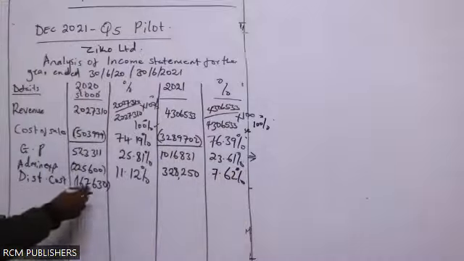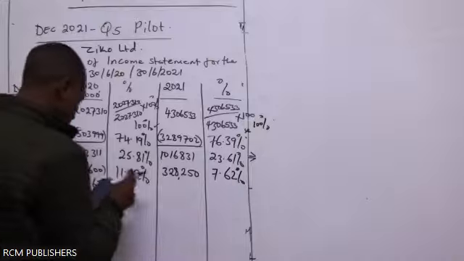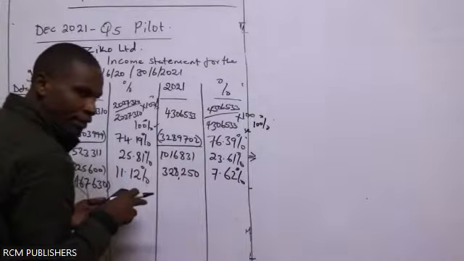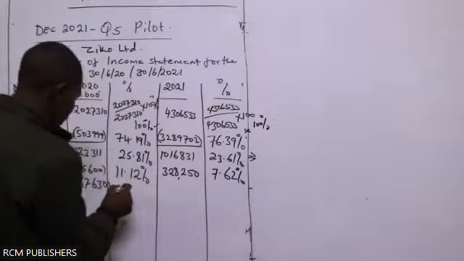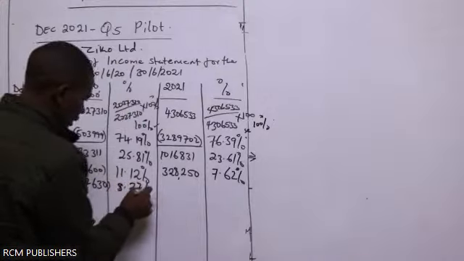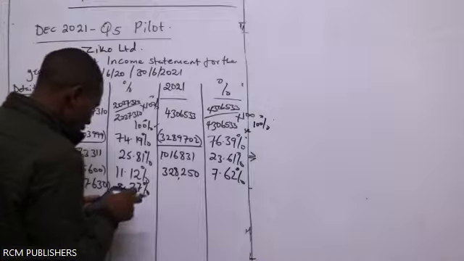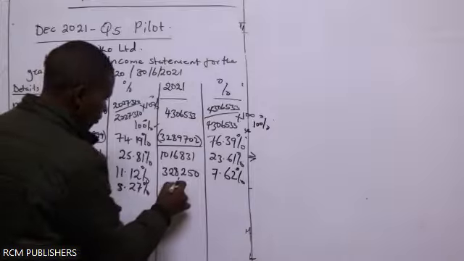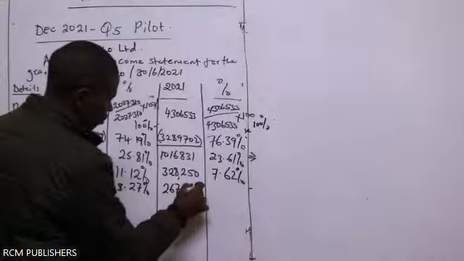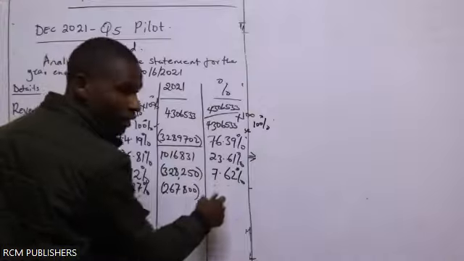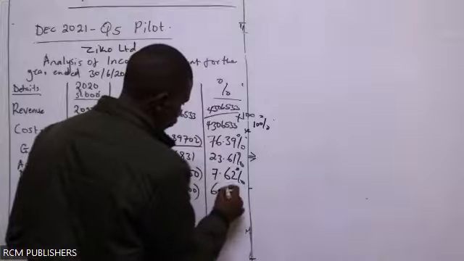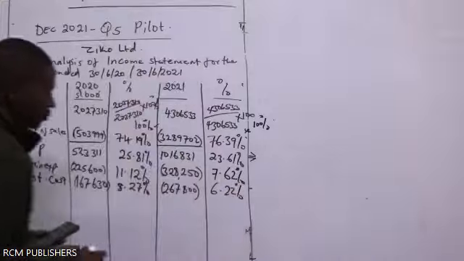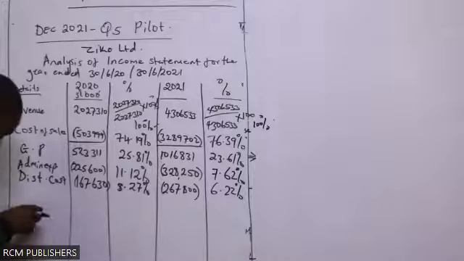We move to this distribution cost. Distribution cost year 2020 ni ngapi? Distribution cost 8.27. I like the speed. Sasa nyinyi mmeanza na speed ya juu vizuri sana. Hii ingine ni 267,800. We said this is a cost, so we can put it that way. 6.22%. Now we can get, I think this is a profit before interest.